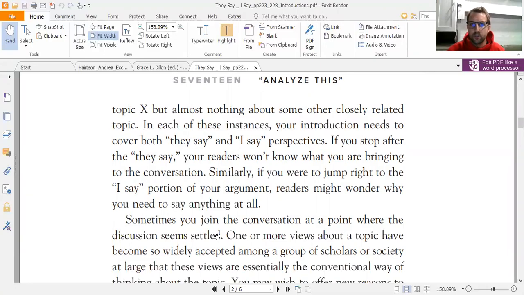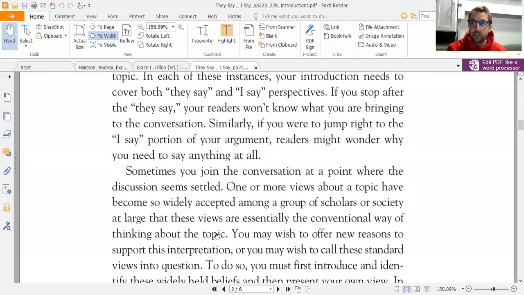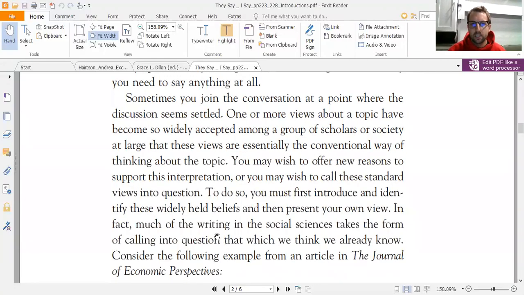But what I really want you to know is that you need to make sure that there's a they say and an I say. So where are you coming from here? And that's great. And then the next paragraph, it says, sometimes you join the conversation to a point where the discussion seems settled. And I feel like that's where a lot of these underclassmen get sort of stuck in the writing.